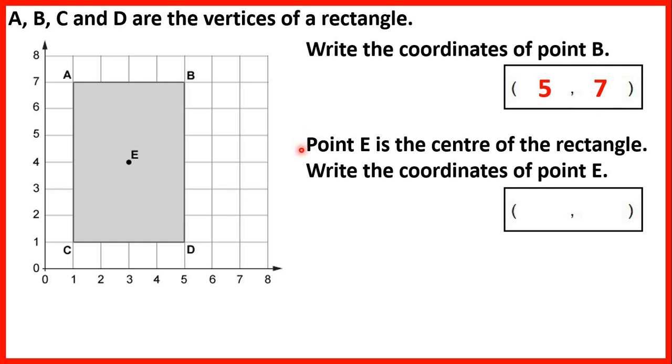Point E is in the centre of the rectangle. Write the coordinates of point E. Again, from point E, to work out the x coordinate, we go down, so that's 3, and then for the y coordinate, we can draw a straight line across, and we get to 4, so the coordinates of point E are 3, 4.